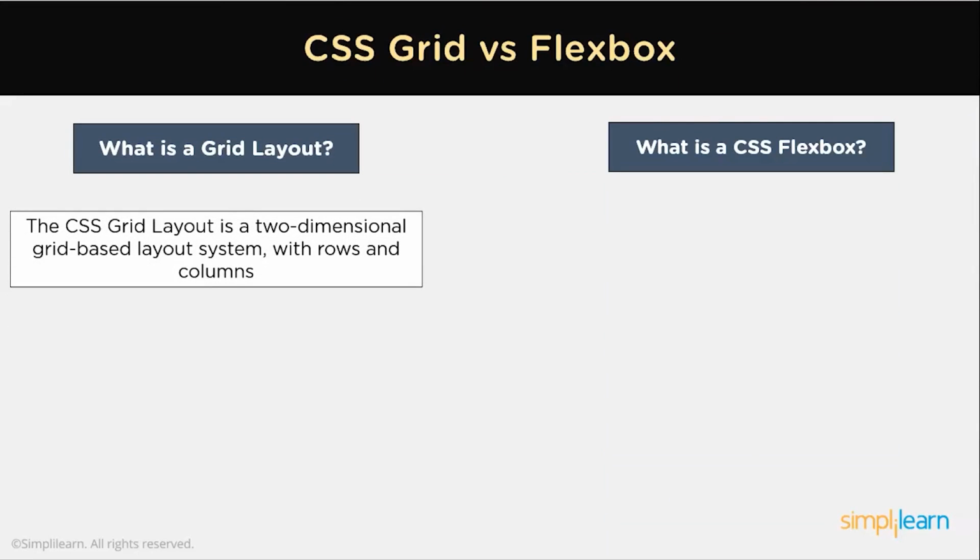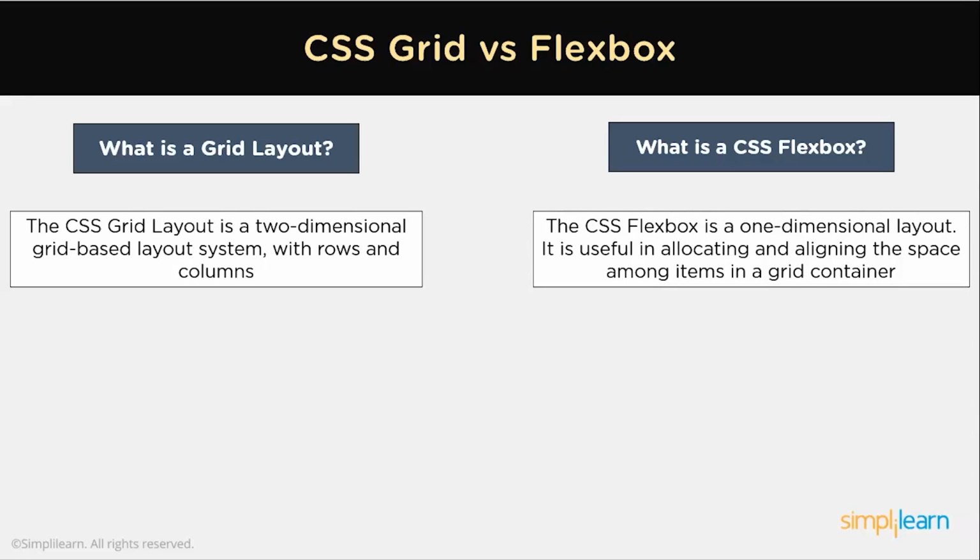CSS Grid allows developers to construct custom grids with more flexibility and control than ever before. It is for two-dimensional positioning. We got rows and columns here. Whereas Flexbox is for one-dimensional layout. It is useful in allocating and aligning the spaces among the items in a grid container. The Flexbox layout pattern makes it easier to design flexible and effective layouts.